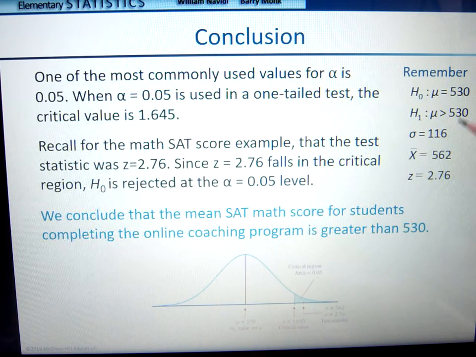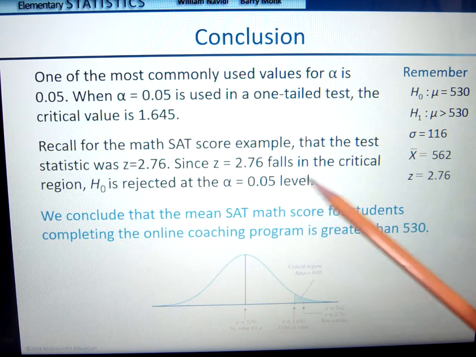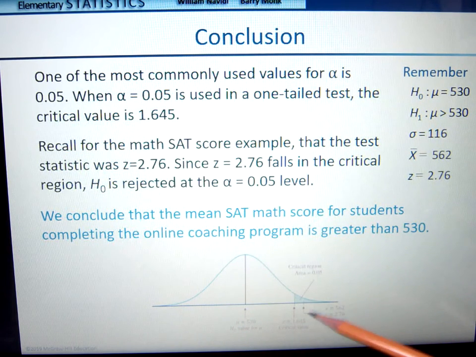So we have all this information over here. We conclude that the mean SAT math score for students completing the online coaching program is in fact greater than 530. Again, recall that our z-score of 2.67 falls in this critical region. It's over here in this critical region. Since it does fall in the critical region, we're going to say that the online coaching program does in fact help raise the score above 530.